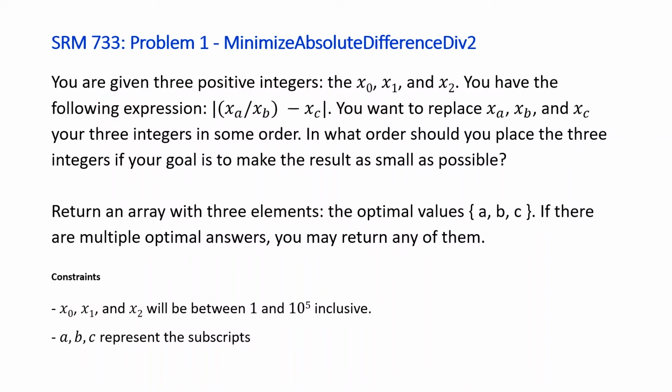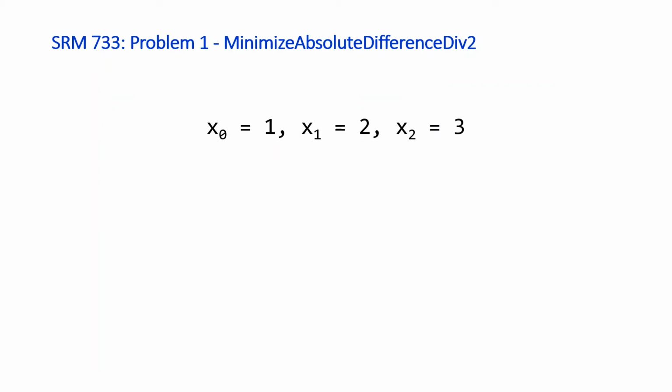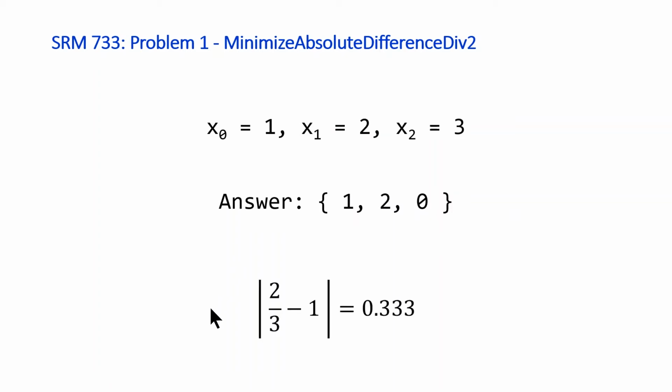So let's take a look at a simple example. Here we have x0 equal to 1, x1 equal to 2, and x2 equal to 3. And the answer that we should return here is going to be a vector of integers, the indexes 1, 2, and 0, which means that a will be equal to x1, b will be equal to x2, and c will be equal to x0. So that will look like the following. It'll give us the absolute value of 2 over 3 minus 1, which is going to be equal to 1 over 3, or 0.333 repeating. So this will be the minimum value that we can get from this expression by rearranging these values, and so this is what we should return.